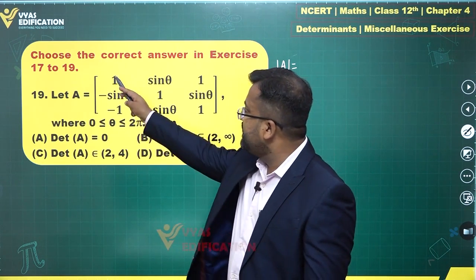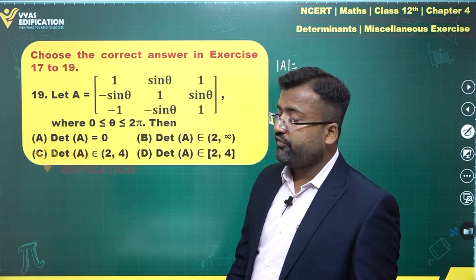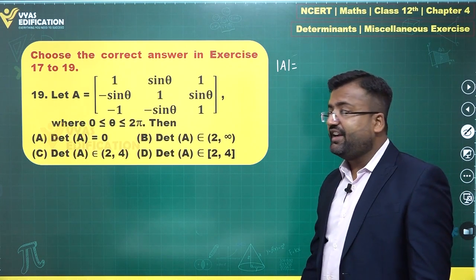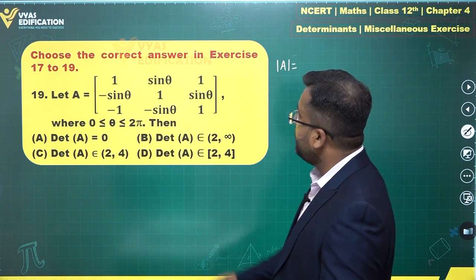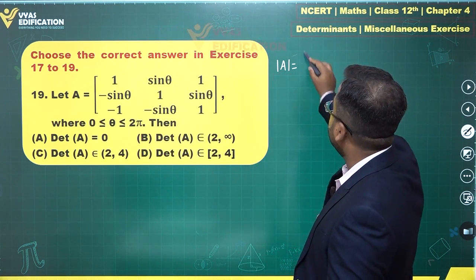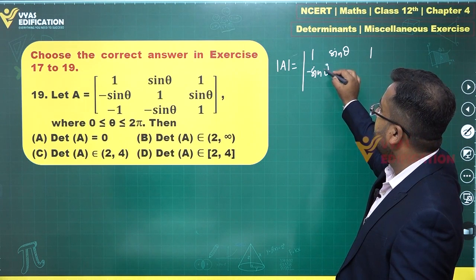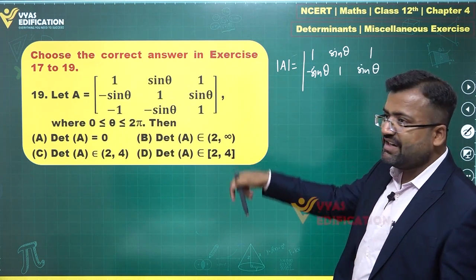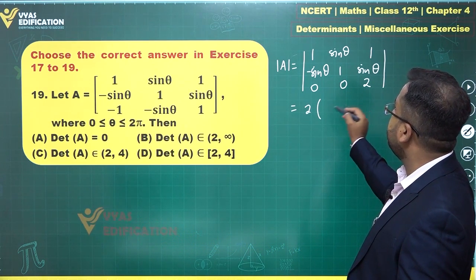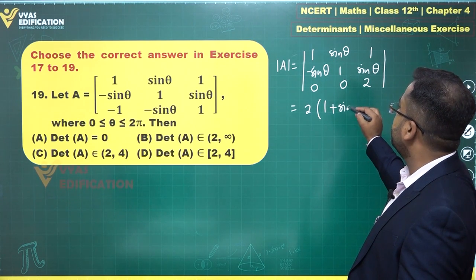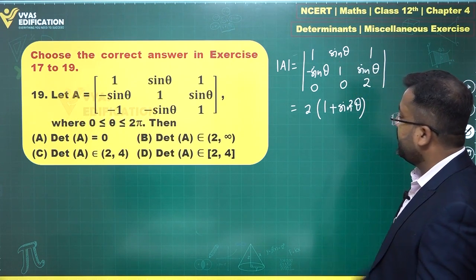Do you observe, had these been zeros, you would have obtained a skew symmetric matrix, but the diagonal elements are not zero. At max this is a sum of a skew symmetric and an identity matrix. But let's see, can we create some zeros somehow? Yes, we can create some zeros by adding R3 plus R1. So determinant of A will be 1, sin theta, 1; minus sin theta, 1, sin theta; and after R3 plus R1, 0, 0, 2, and expand along this. So 2 times 1 plus sin square theta is what I get.